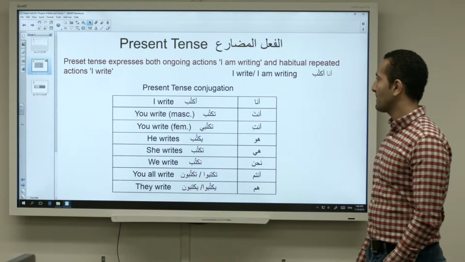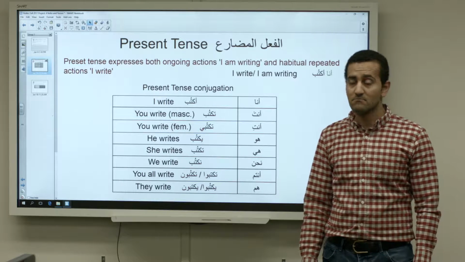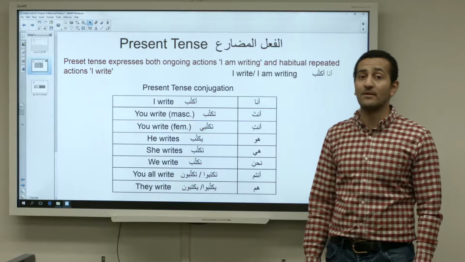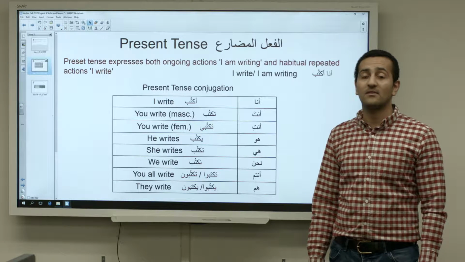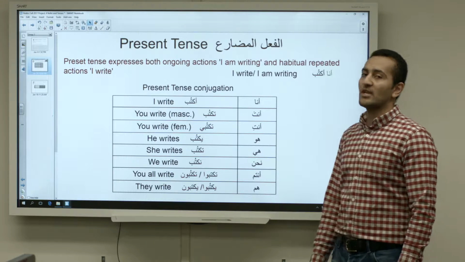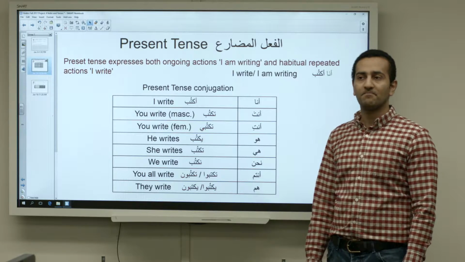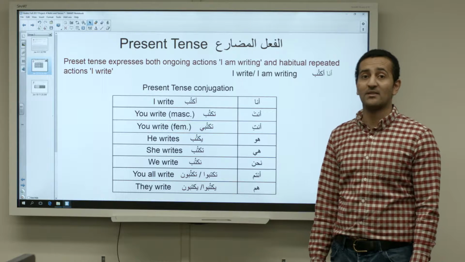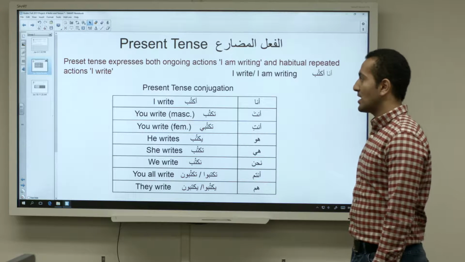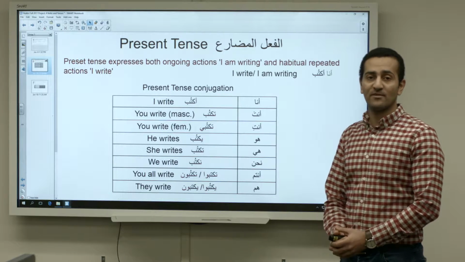The present tense. Present tense expresses both ongoing actions like I am writing, or a habitual action like I write every day, or I am writing right now. Both have similar present tense in Arabic. They are the same tense in Arabic. And let's see now the conjugations of the tense in Arabic. In English you say he writes or she writes, or they write. There is just es or ing to make the present tense in English. In Arabic, it is just one tense, but there are different conjugations depending on the pronoun.